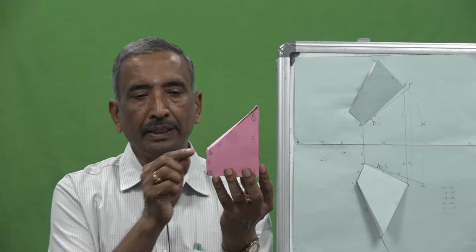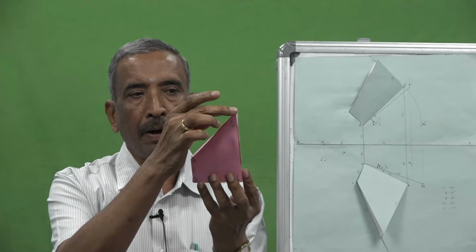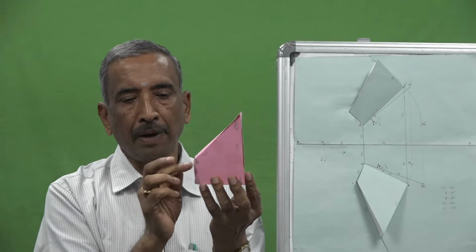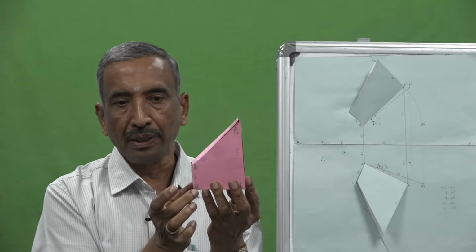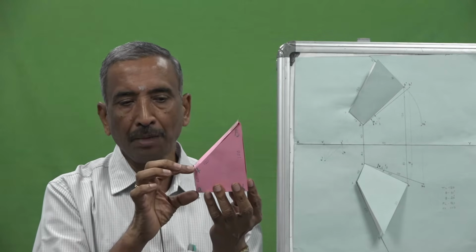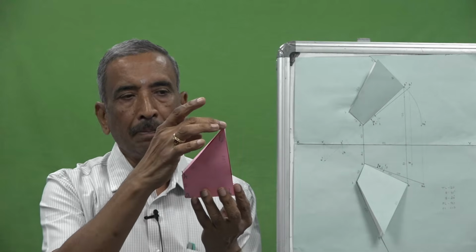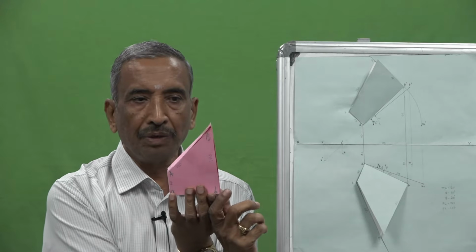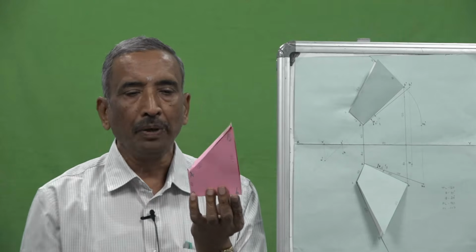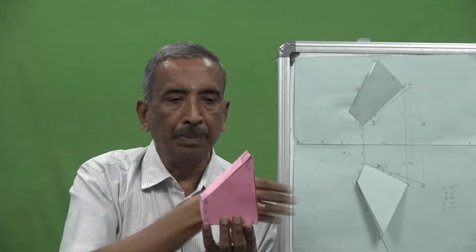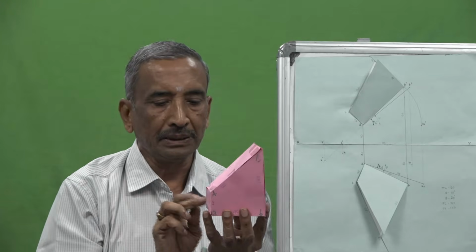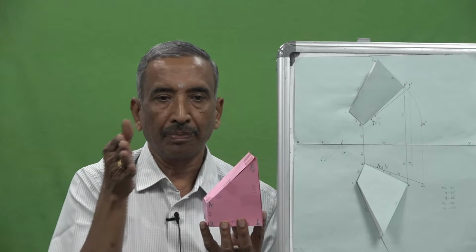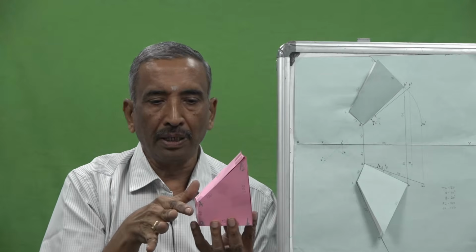Now, you can see this is the point A, this is the point B, and this point A is 40 mm in front of VP, 40 mm above HP. So, this is my point B. The point B is 80 mm in front of VP and 120 mm above HP. So, the distance between the projectors of A and B is 80 mm. That is this distance, that is 80 mm. Now, this is a solid model.